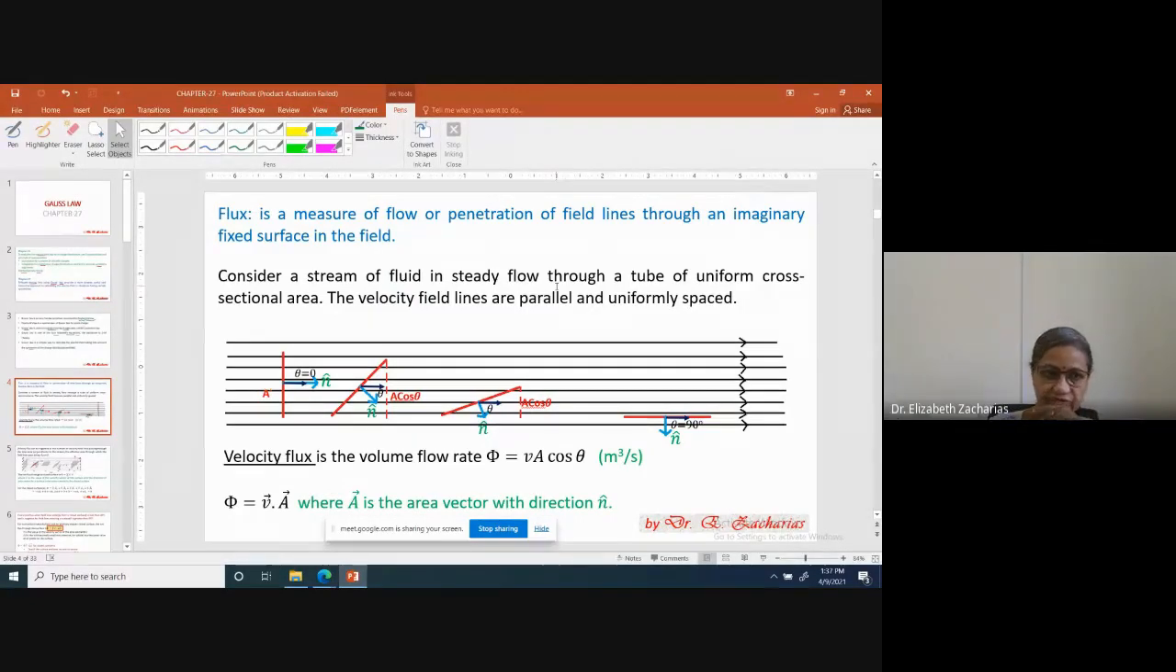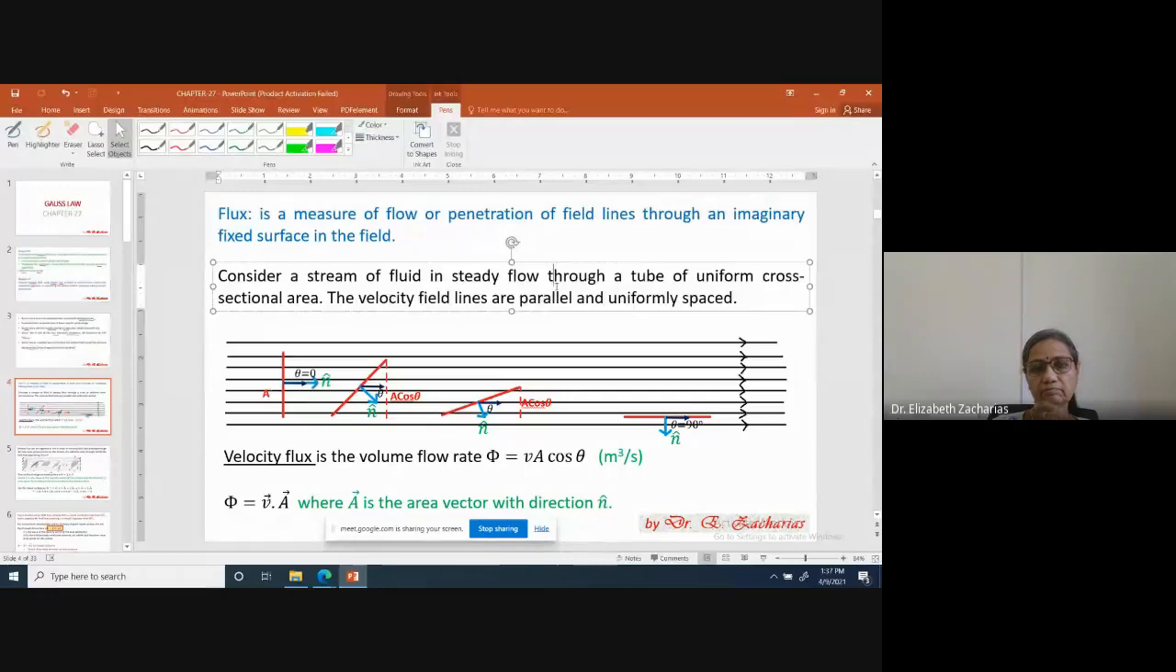So let me first introduce the word flux. We have to now introduce the word flux. How many of you heard this word flux other than in the context of physics? So nobody has heard. Okay. So let me come back to physics. So let's see what is flux.